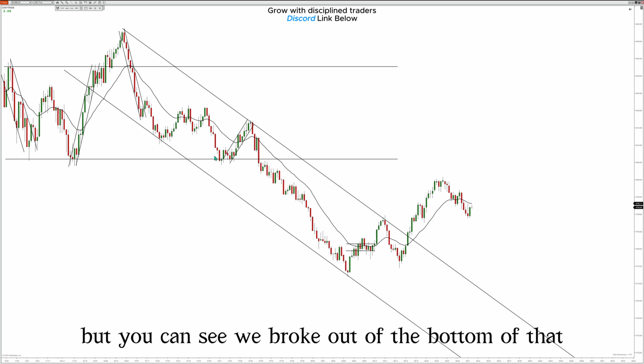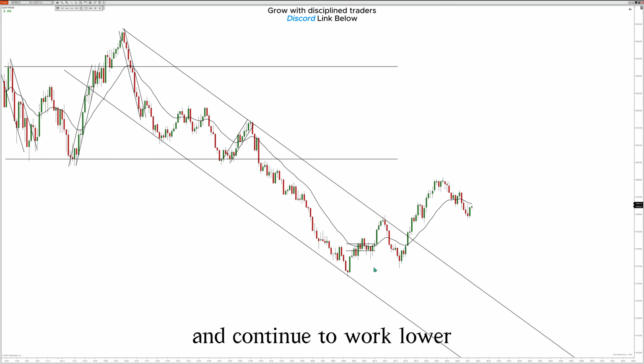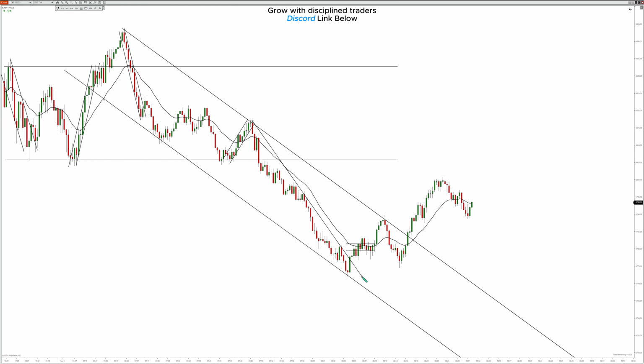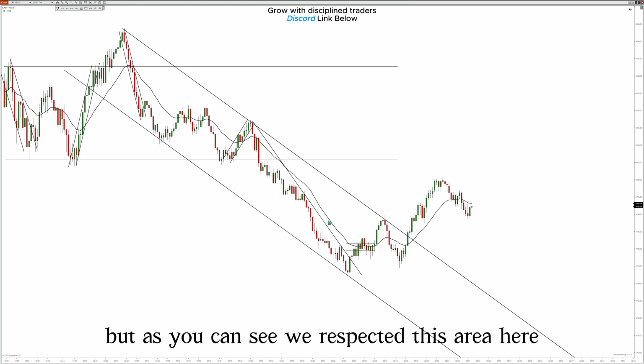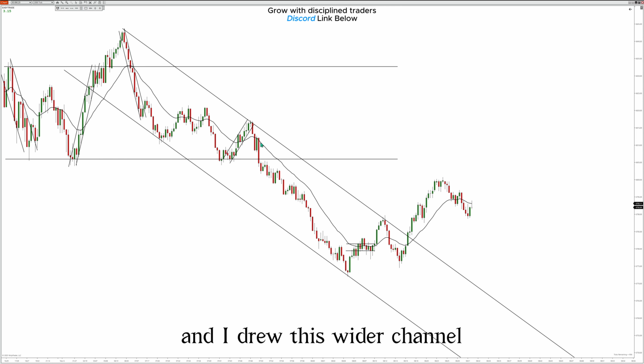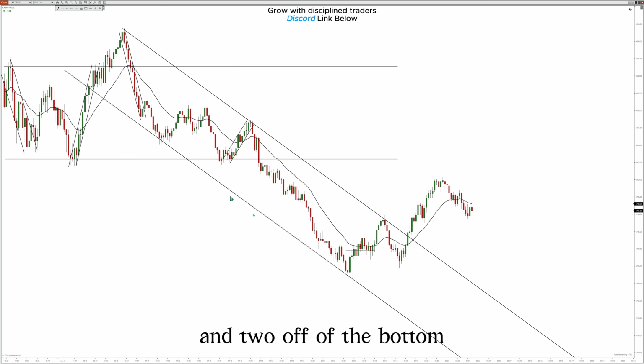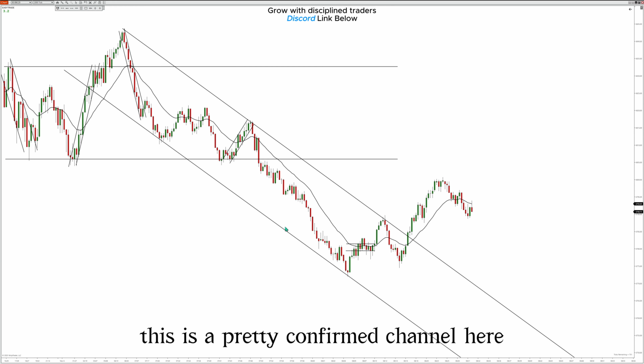But you can see we broke out of the bottom of that and continued to work lower. Originally I had something just drawn like this, but as you can see we respected this area here, and I drew this wider channel, and you can see multiple bounces off of the top and 2 off of the bottom. This is a pretty confirmed channel here.